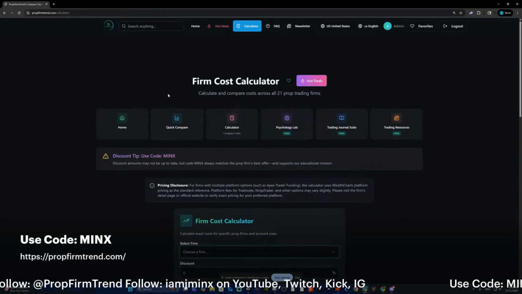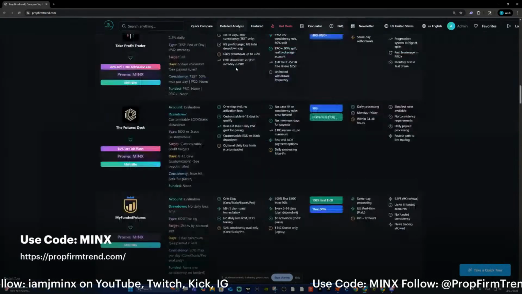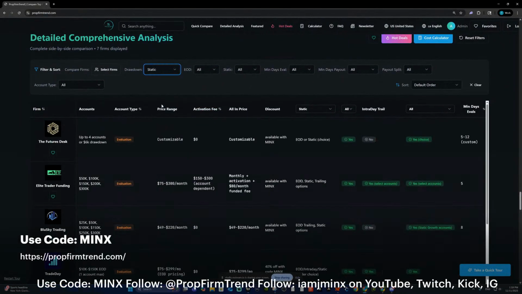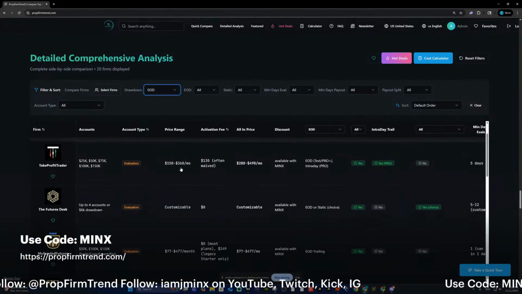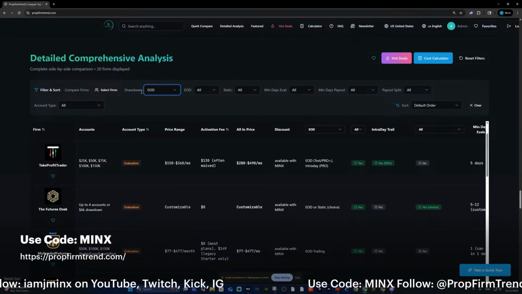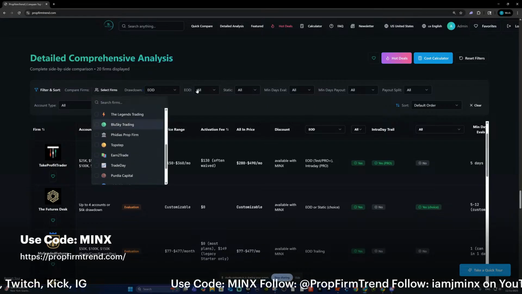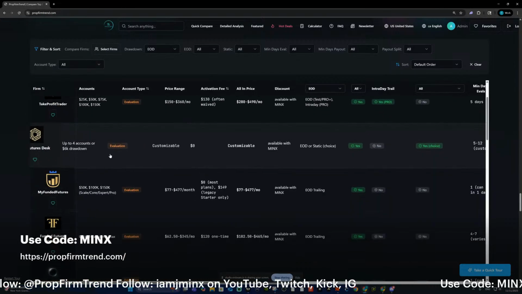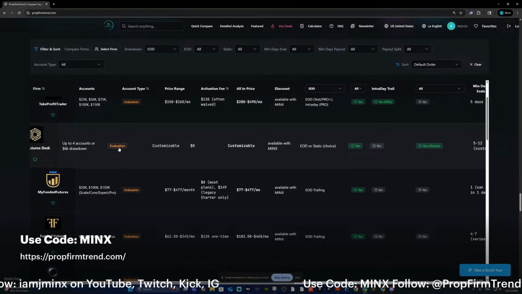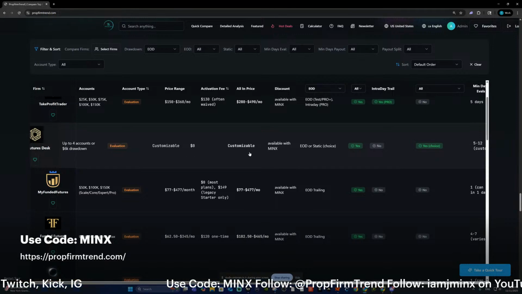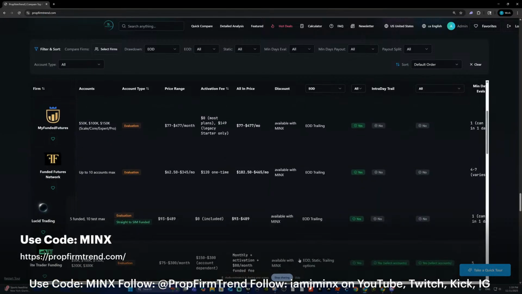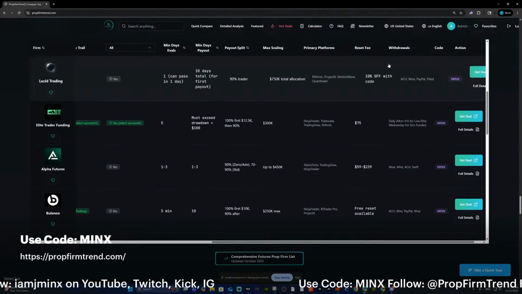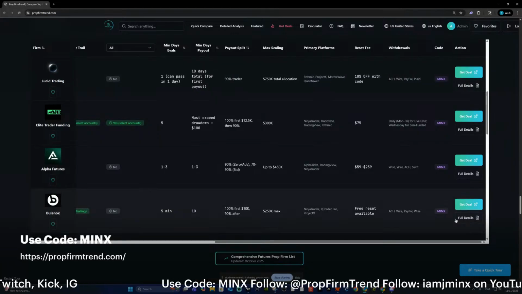If you go into detailed analysis, let's say you just want to check static accounts or just end of day, you can go through the drawdown. You can select different firms and see what they all have, if they have activation fees, if they don't. So like I said, the Futures Desk, they've got a static account and zero activation fee. So you can just scroll to the right, and it will tell you the withdrawals, all of that kind of thing.